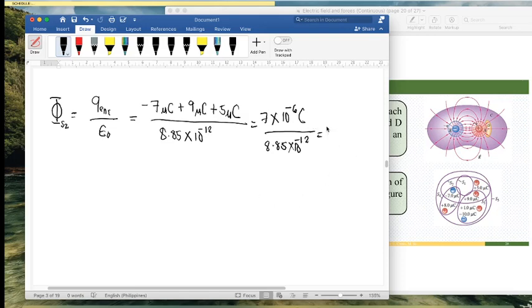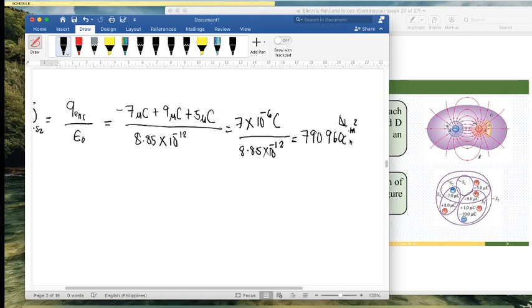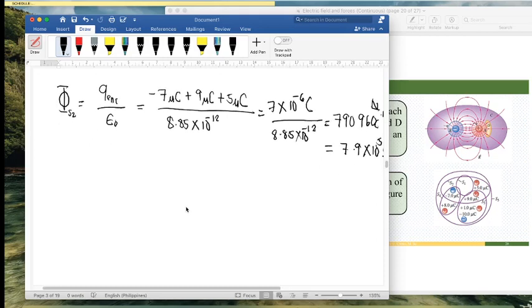790960. Okay, so that is Newton per coulomb times meter squared. Okay, so that is approximately equal to 7.9 times 10^5. Is it 5? 1, 2, 3, 4, 5. Yeah, Newton per coulomb times meter squared. Okay, so that is how you do it.